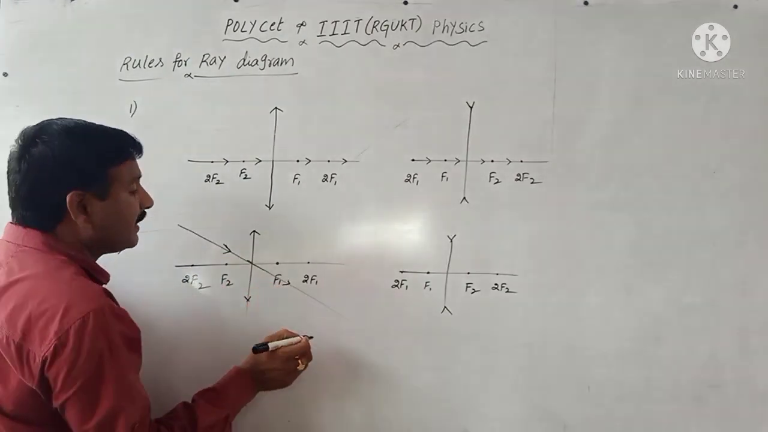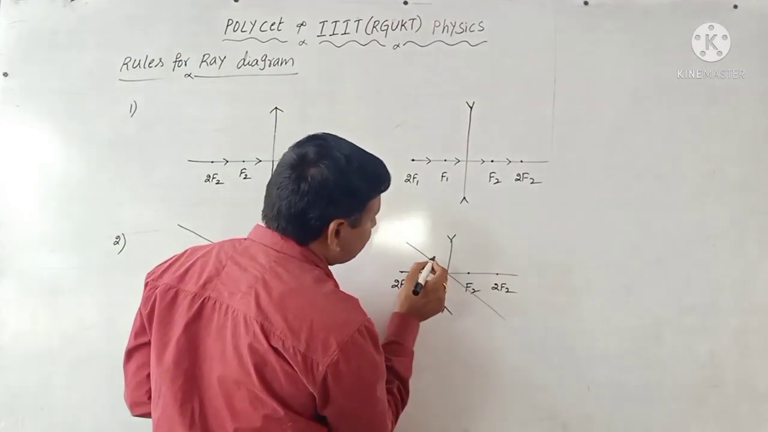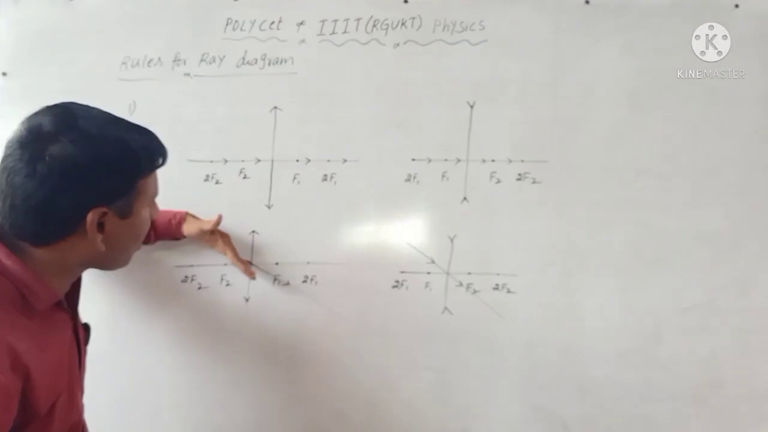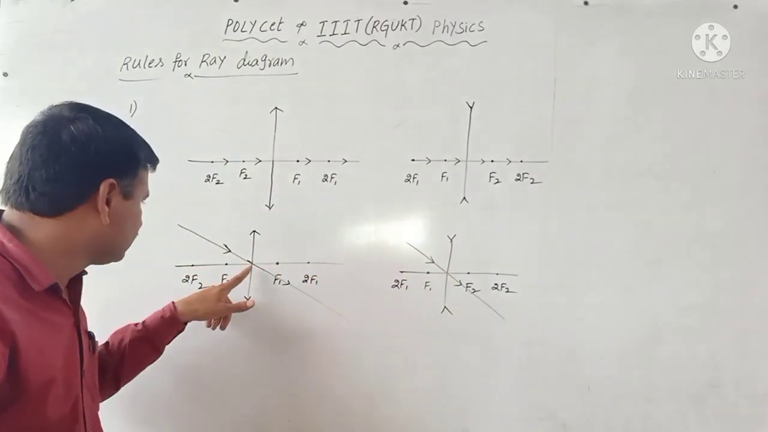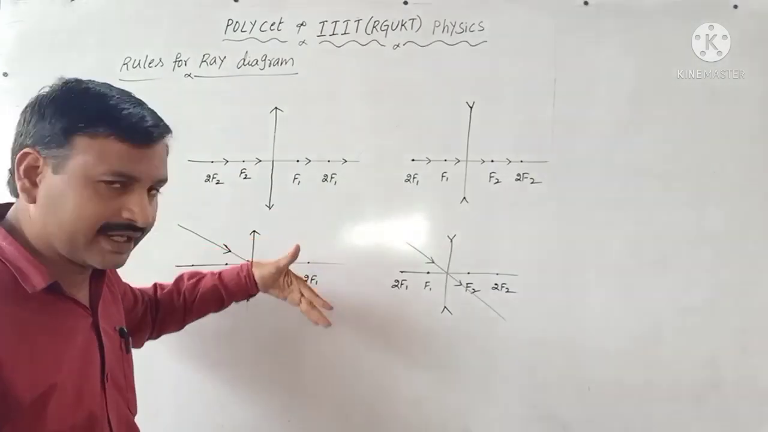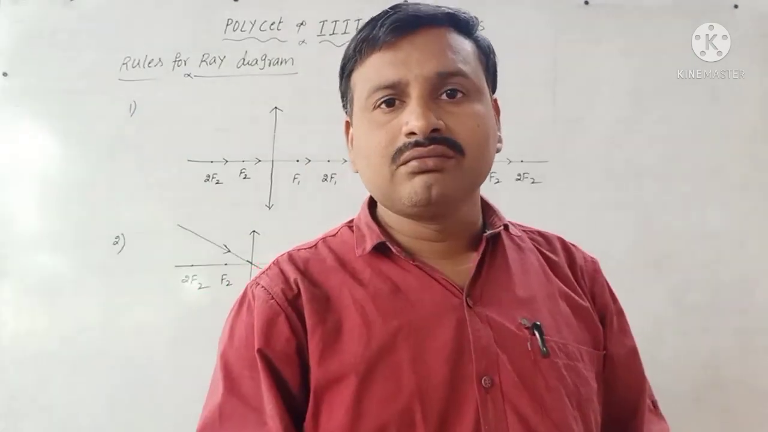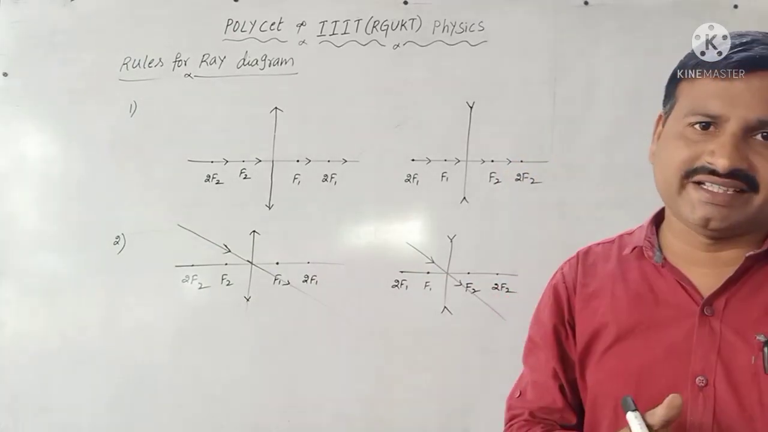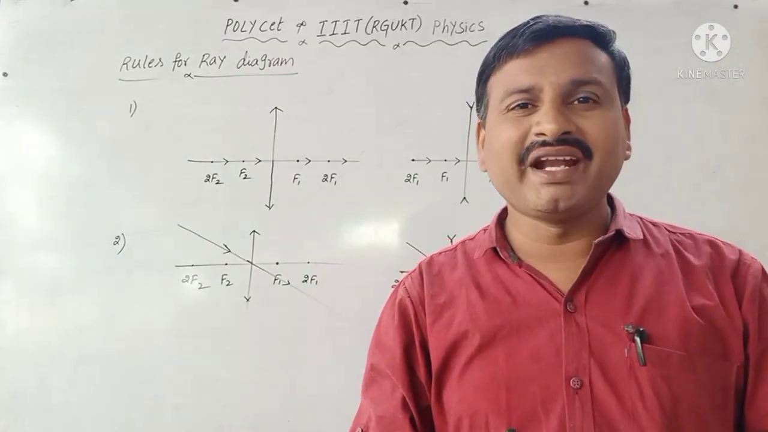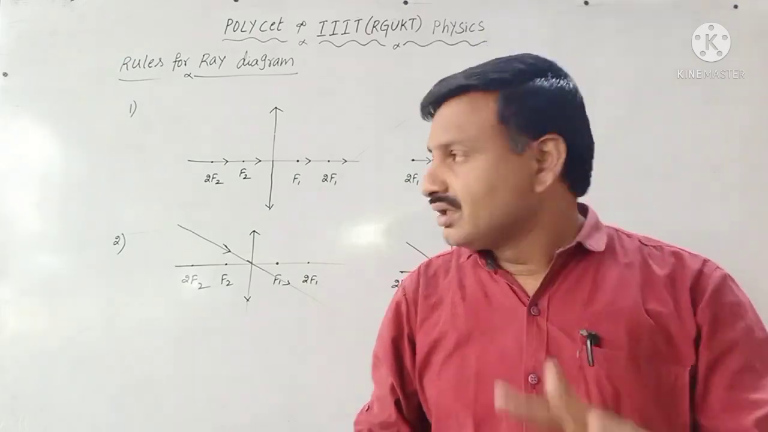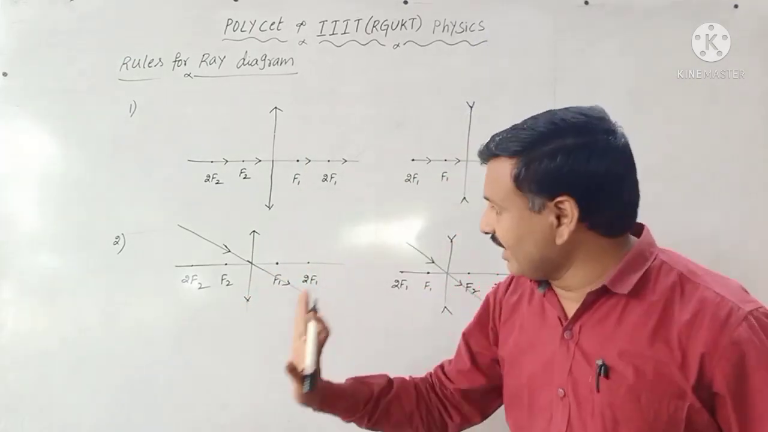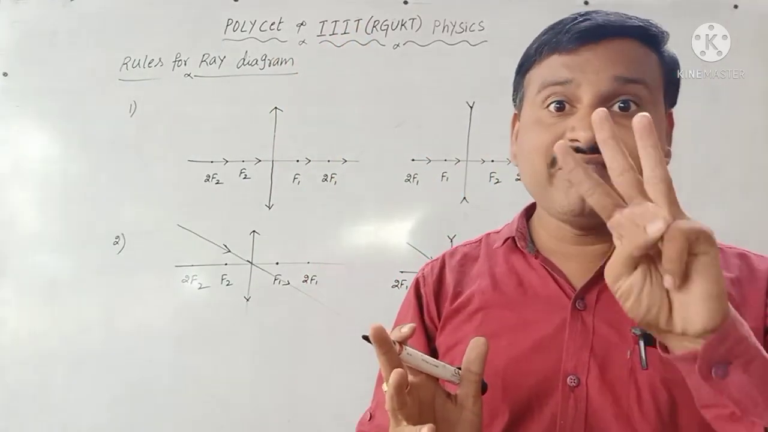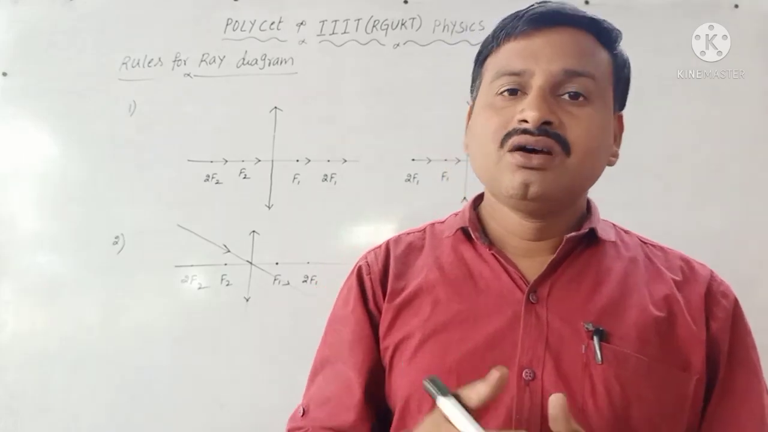is undeviated. It is also either convex or concave. A ray passing through the optic center, either convex or concave, is also undeviated. These two are the undeviated cases. Total how many undeviated cases have? Three. These are the two, and the third one is a ray passing perpendicular to the surface. It is also undeviated. These three are very, very important undeviated cases for ray diagrams.